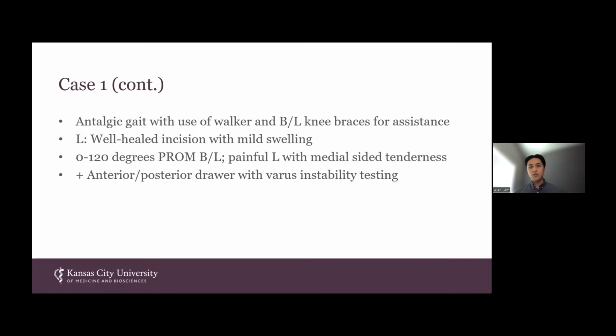Looking at the range of motion bilaterally, she was 0 to 120 degrees passive range of motion, but painful on that left knee with additional medial sided tenderness. Upon specialty testing, she tested positive for anterior posterior drawer testing as well as positive varus instability. Now at this same office visit, we took radiographs, and that's what I'll be covering next.